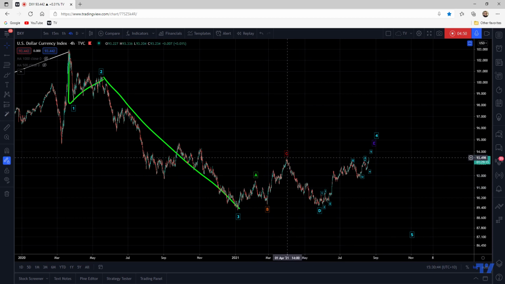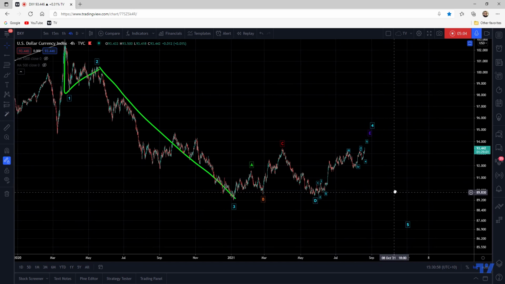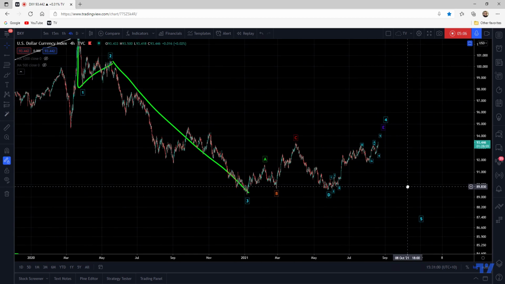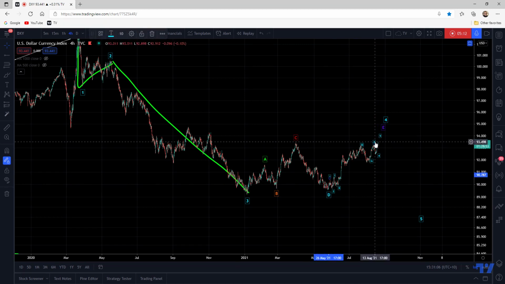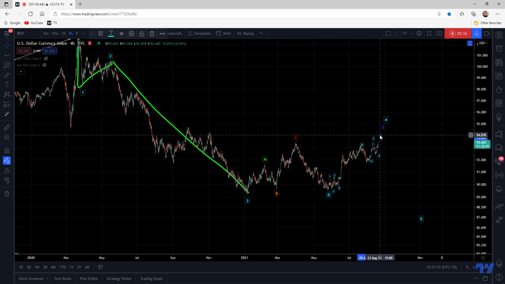So I did say that if we break above this high, then the previous count would be invalidated. And we have seen that happen right now. Okay, so for me, the best course of action, simply put, is to wait for a complete 5-wave move to occur here for this to be finished, right, before we can say that this wave E is over.